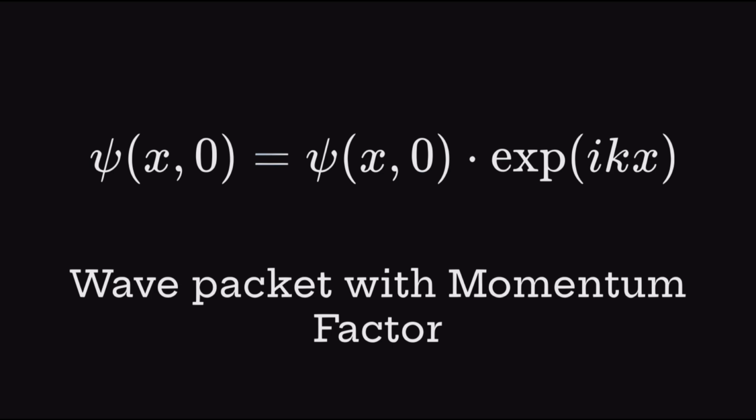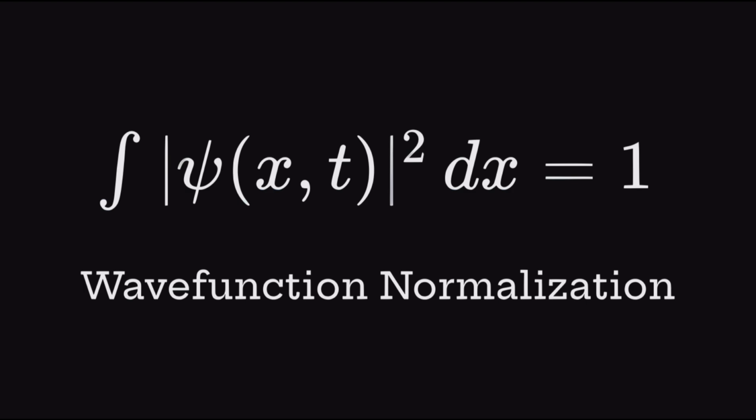The momentum factor enables us to visualize how the wave packet spreads and shifts over time within the infinite potential well. The interaction of the wave packet with the potential well demonstrates how quantum particles behave when they're in motion. Wave function normalization ensures that the total probability of finding a particle in the entire system is equal to 1.